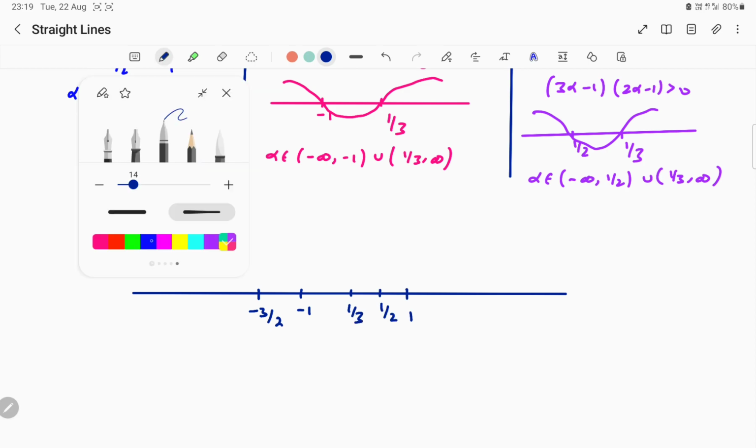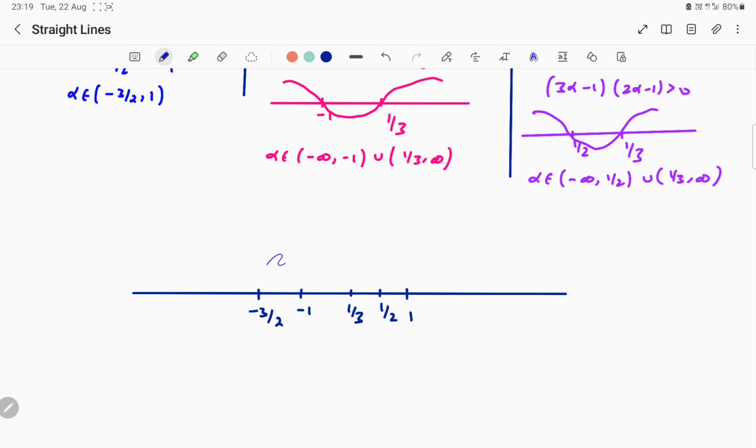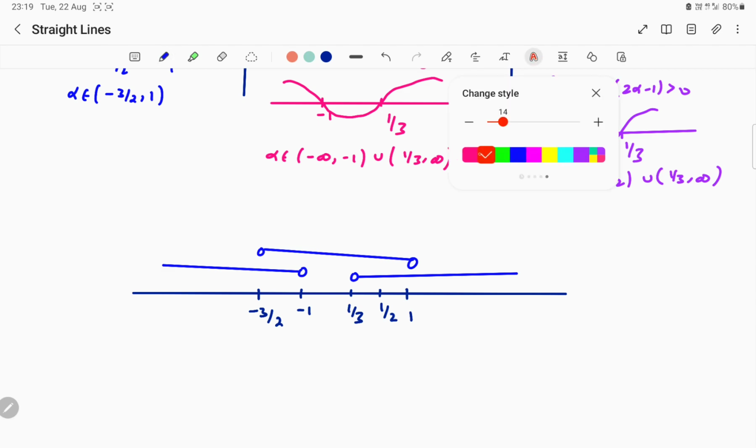So what is the blue line telling? Blue line is saying that okay, anything between minus 3 by 2 to 1 is acceptable. So make an open circle here. The second one is telling that okay, no problem, from minus 1 till minus infinity and 1 by 3 to infinity is okay. This is which line? This is the red one, so let's make it red.